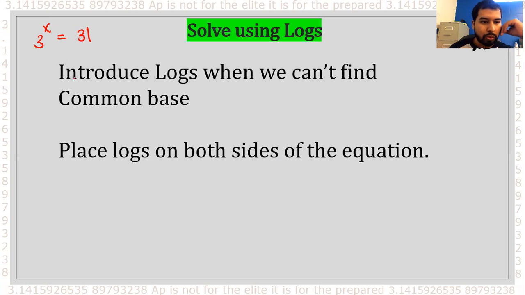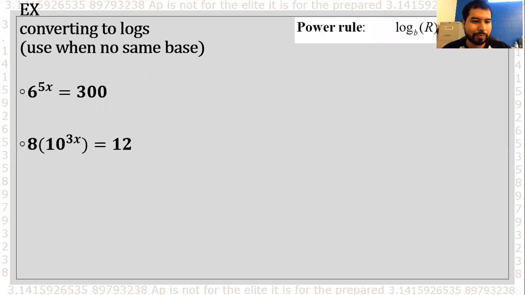Alrighty. So what we're going to do is the following. The way you do this is, if you can't find the common base, you're going to introduce logs on both sides of the equation. Whatever was given to you will be left inside the parentheses, and you're going to solve for x using the power rule or any of the following. So let's see that so you can see that it's not that bad. Okay, so go ahead and pause the video to write down these examples.